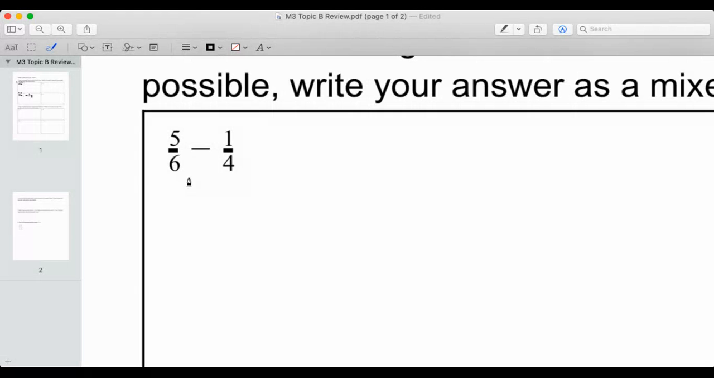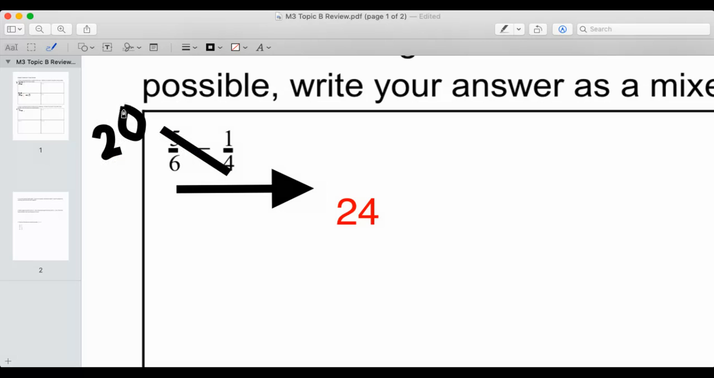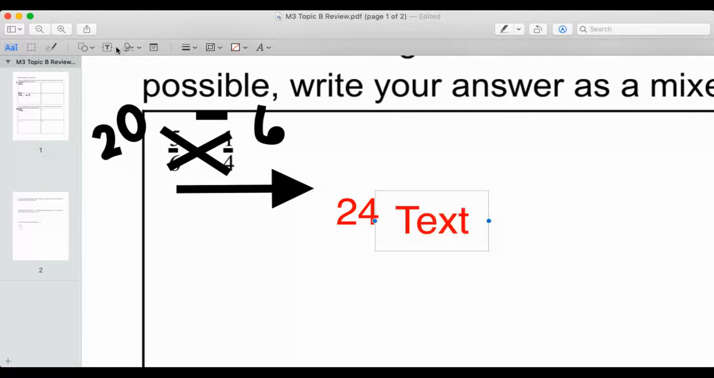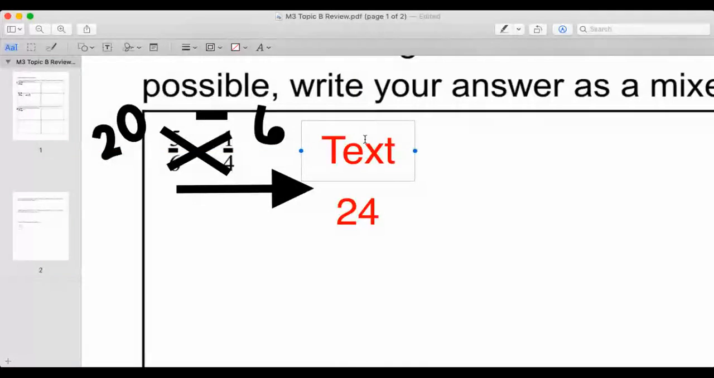So in this case, we're going to multiply across. When we do that, we'll get 24 for our new denominator. Then we're going to cross multiply to find our numerators. 4 times 5, which is 20. 6 times 1, which is 6. We recall we're subtracting now, so we're at 20 minus 6. 20 minus 6 is 14. So my new numerator is 14.